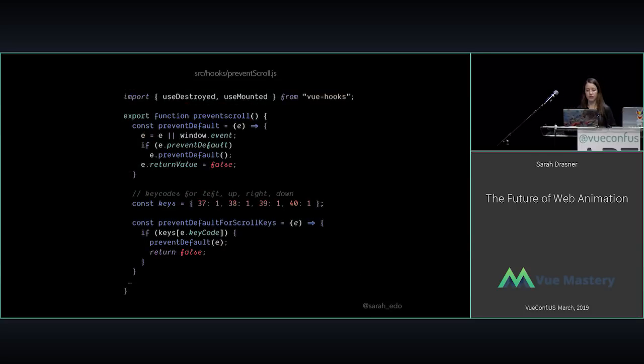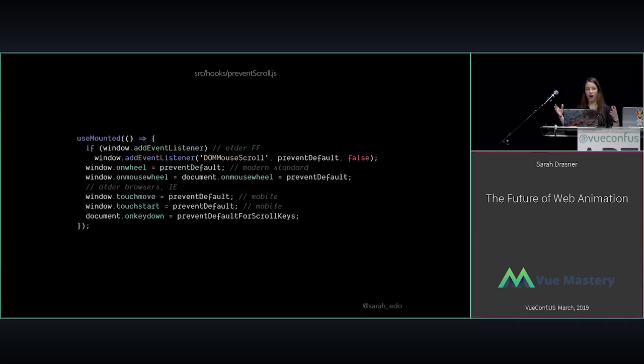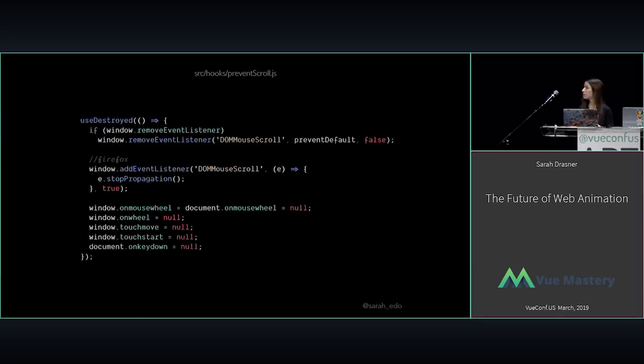So in the source hooks folder, I can create some functions that prevent scrolling, and we're going to import the use destroyed and use mounted, which, that's the syntax that's going to change, but it's the same concept where we're going to use those lifecycle methods in a way that we can share them, just like we did with mixins. So we write a bunch of functions that we then call within our use mounted hook, and then we do the same thing with our use destroyed hook.